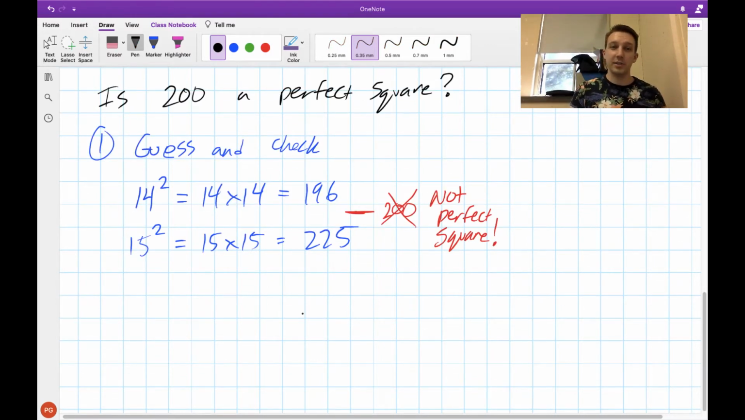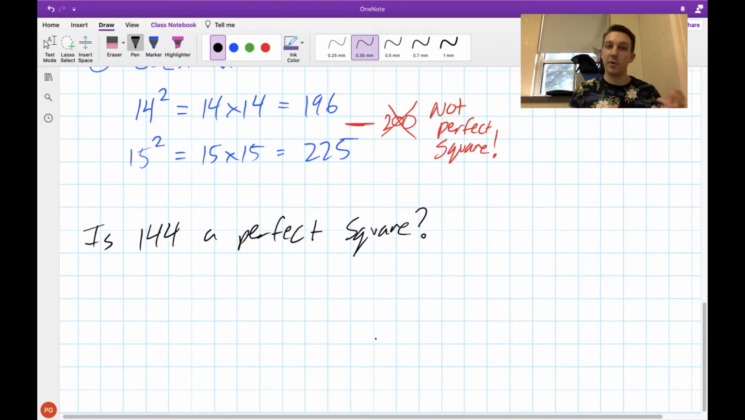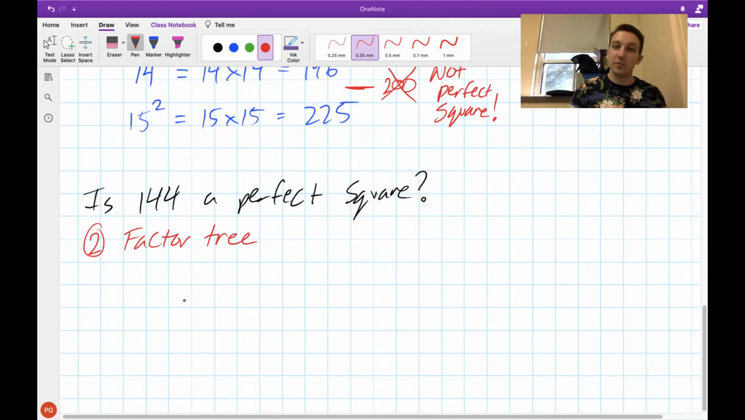But there are some other strategies for checking if a number is a perfect square. Let's do a different number to see what another strategy might be. What about 144? Our other method that we can use is called a factor tree. You've probably done factor trees in the past, but let's do a quick reminder about how they work. We start by writing our number out here, and then we think of any number that we can divide this by. We know it's even, so we can divide it by 2.